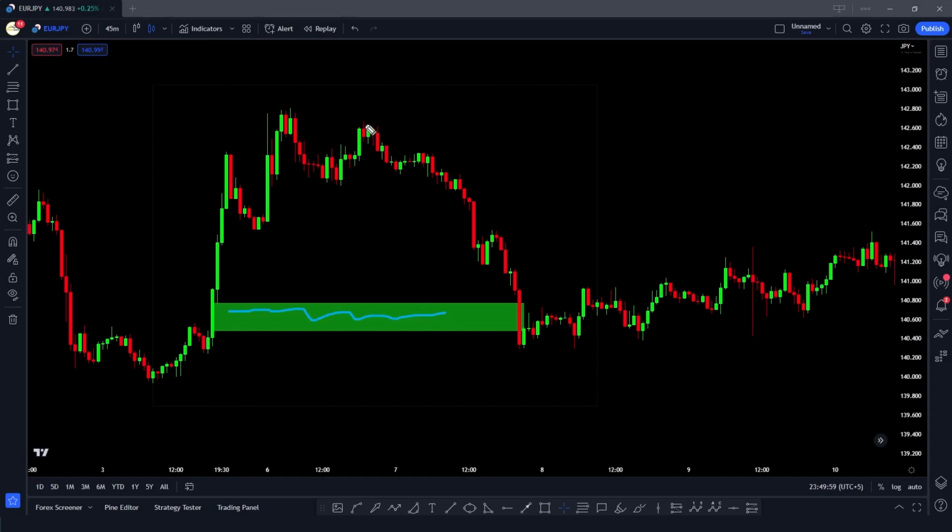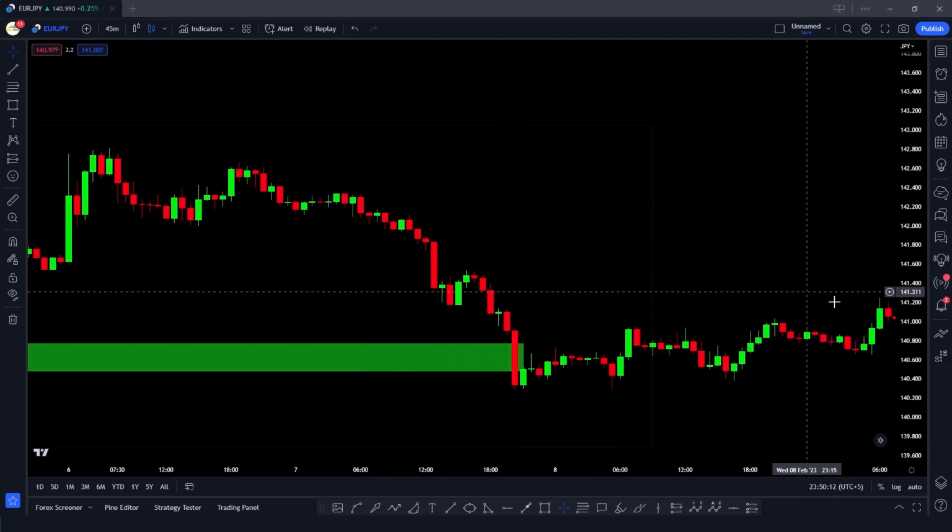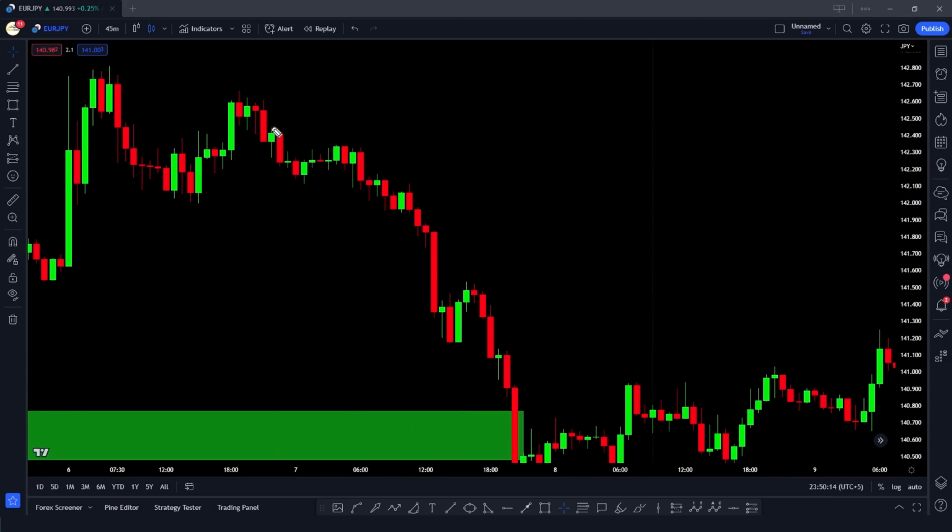Now in this region here, we can see the formation of this supply zone, and with the formation of this rally-base-drop supply zone, the market made the supply zone here, and we can see that the orders got picked right away in the very next candle, at this candle here.